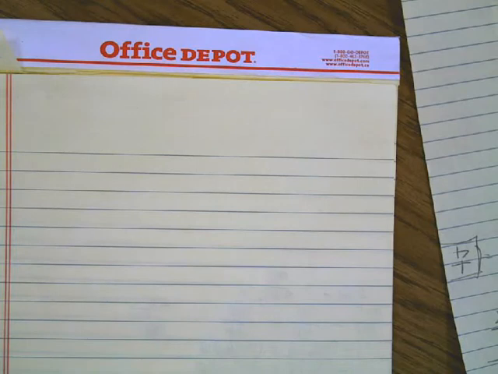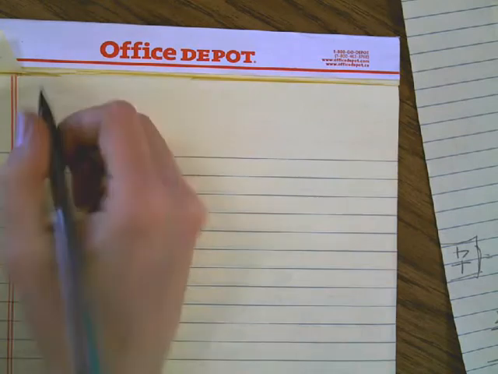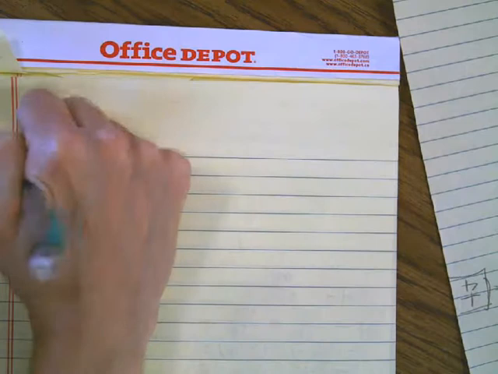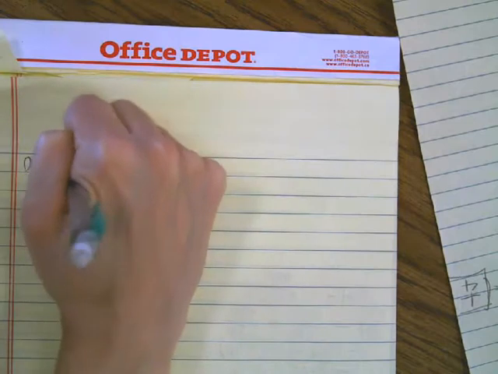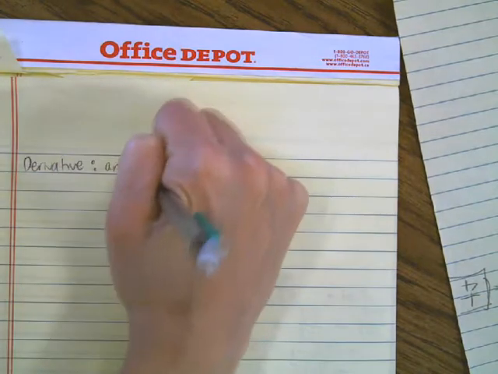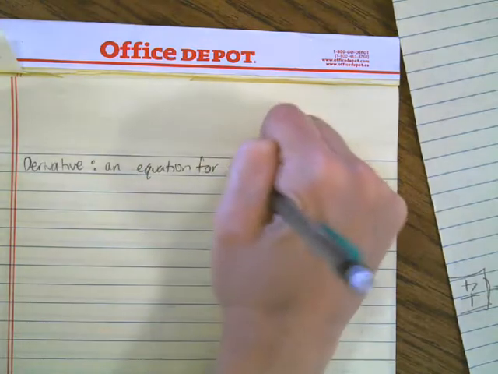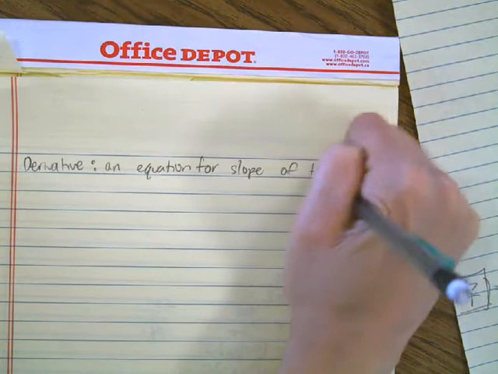So basically what a derivative does is it gets you an equation for the slope of the tangent line at that point. Actually, for any slope of the tangent line of the curve.